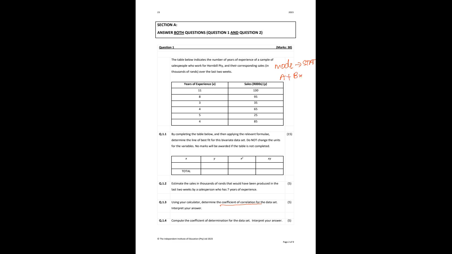Once you have pressed that, it'll give you on your calculator 2 columns, X and Y. In the X column, you're going to type in all of your X values. So you'll type in 11 and press the enter button or the equal button. Then 8 equal, 3 equal, 4 equal, 5 equal, and then 4 equal.